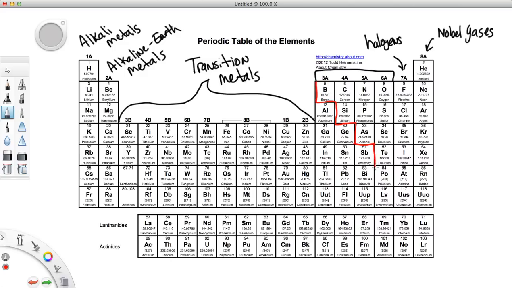Excuse me, I'm having a hard time ending it where it's supposed to end. It's supposed to end right there. And all of the elements that are to the left of this line are considered metals. And all of the ones that are to the right of the line are considered nonmetals.